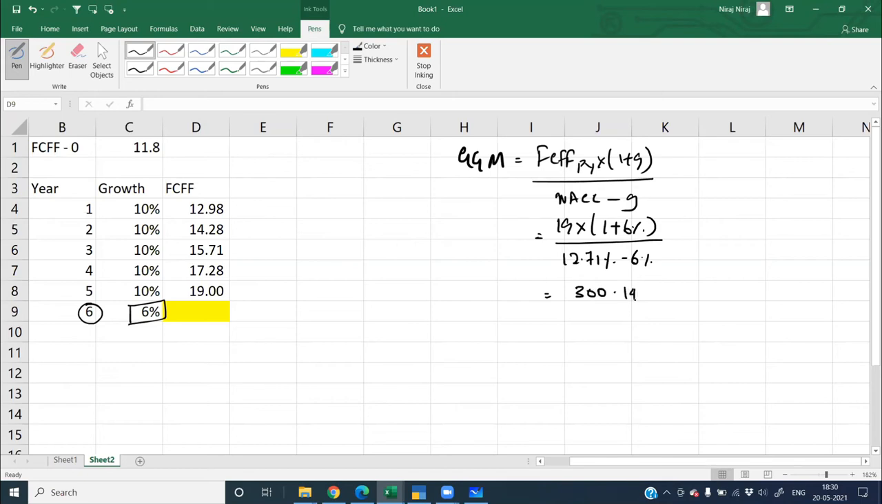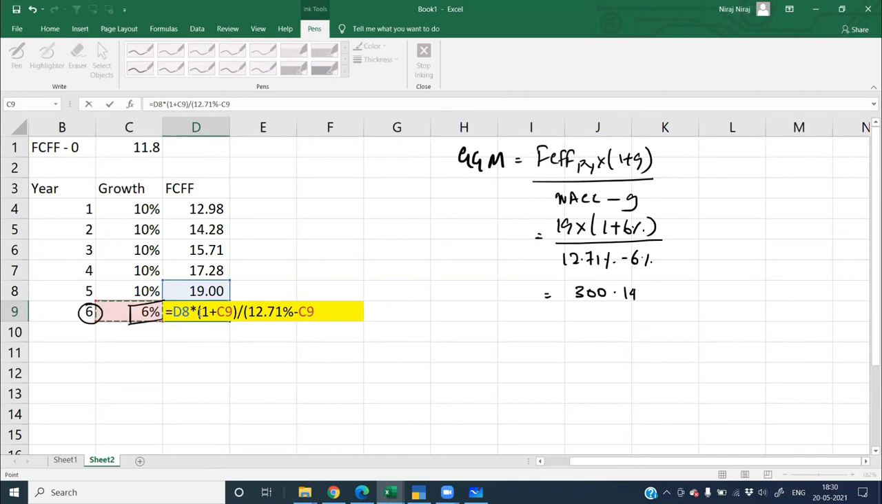300.14. Okay. So let's plot the numbers in Excel and solve it. So 19 multiplied by 1 plus 6% divided by bracket open 12.71% minus 6% again. So this will come to 300.21. There may be a small decimal difference, but your answer is the same, it is correct. Whoever got 300.14, that is also correct. It could be due to decimals, it's fine.